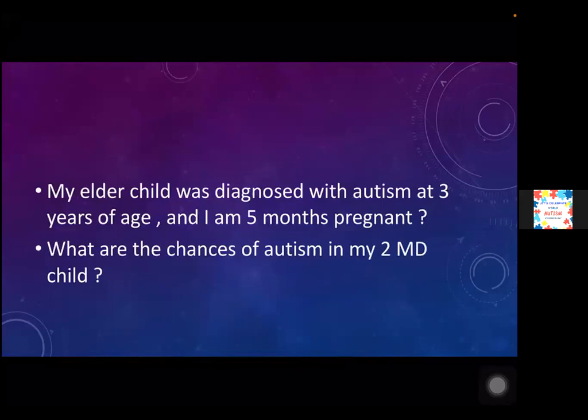My elder child was diagnosed with autism at 3 years of age, and I'm 5 months pregnant. What are the chances of autism in my second child? As I previously mentioned, autism has a genetic component, and if your first child has autism, then there is a 15% risk that your second child may have autism. And also, if it is a male child, there is a 3 to 4 times higher risk than in a female child.